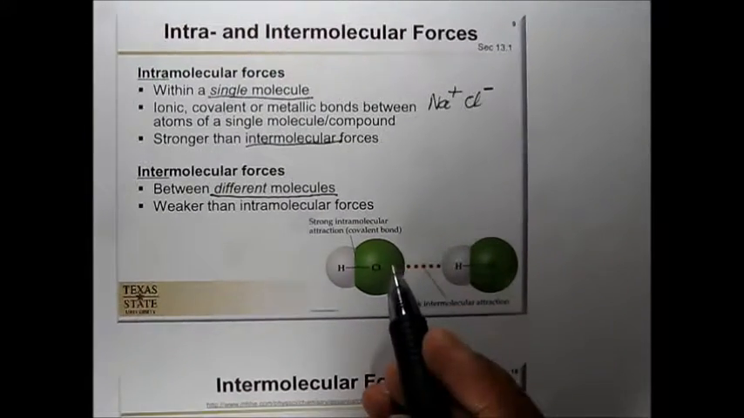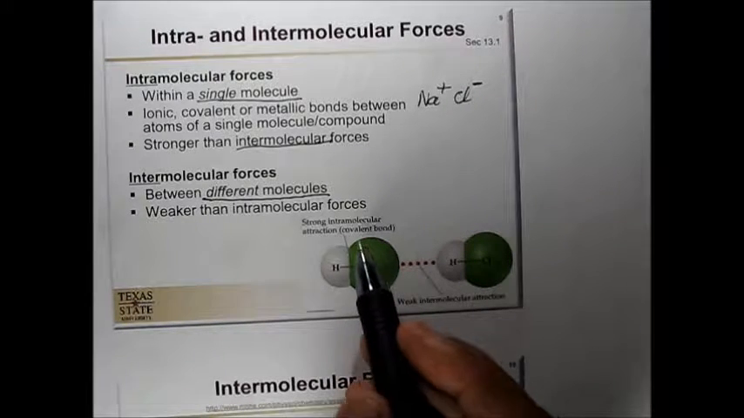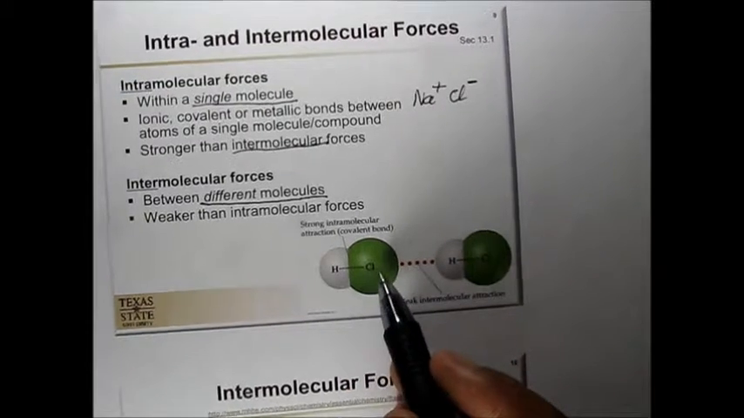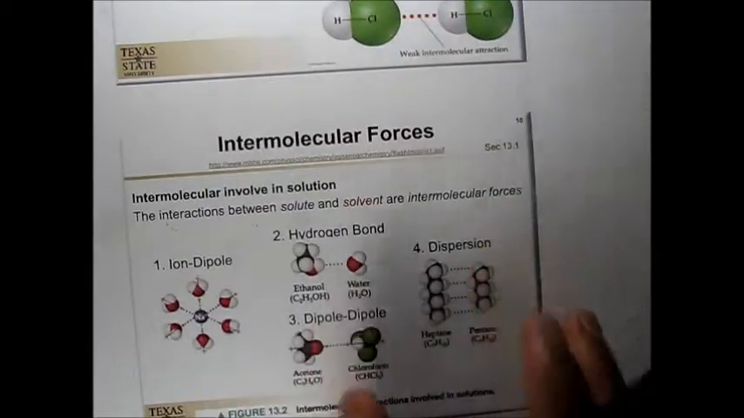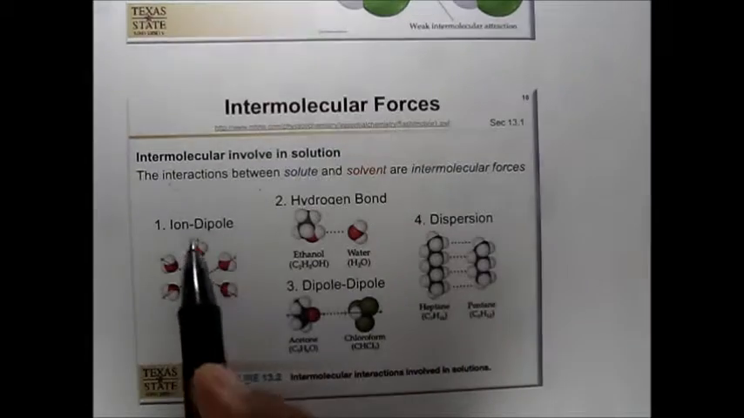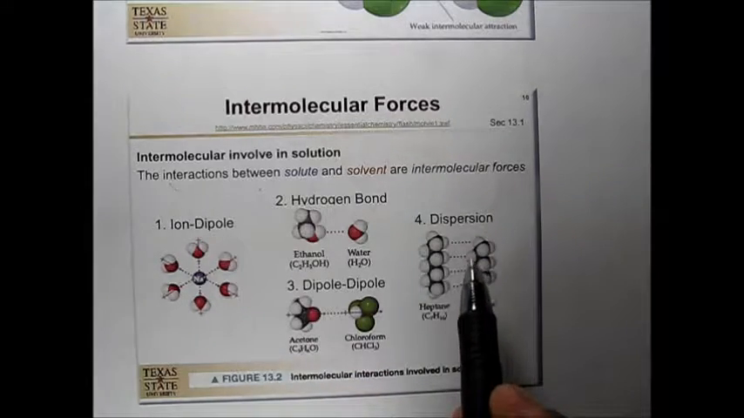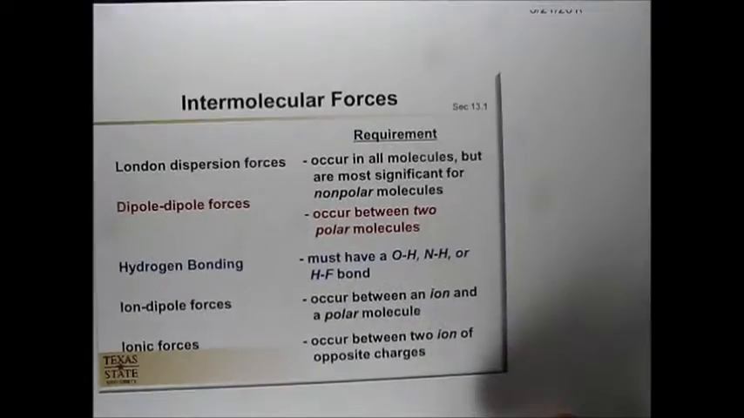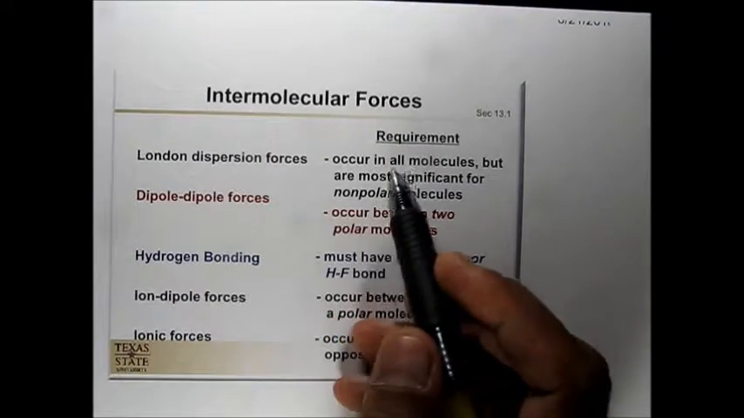Here is an example of HCl. The hydrogen atom and chlorine atom are held together by a covalent bond, and that force is called an intramolecular force, and the two molecules of HCl are held together by an intermolecular force. We have studied four types of intermolecular forces: ion dipole, hydrogen bonding, dipole dipole and dispersion. We have already studied these in the previous chapter. Please review those.